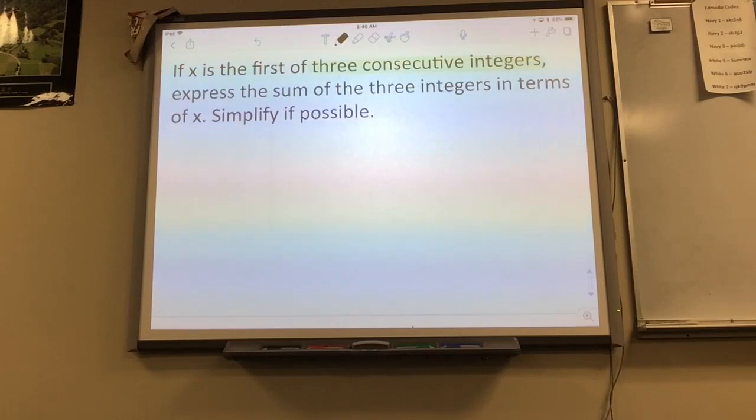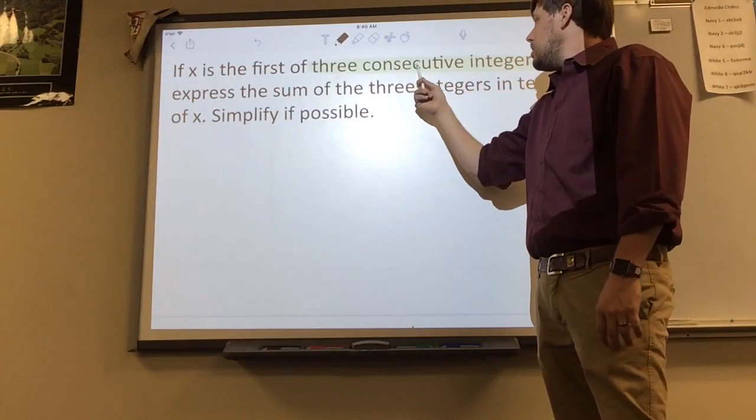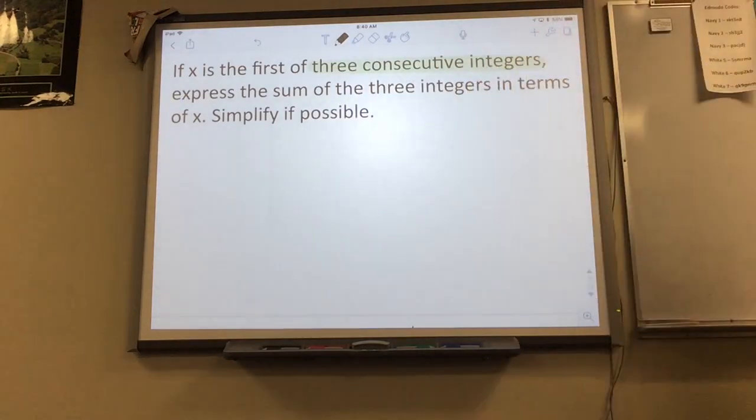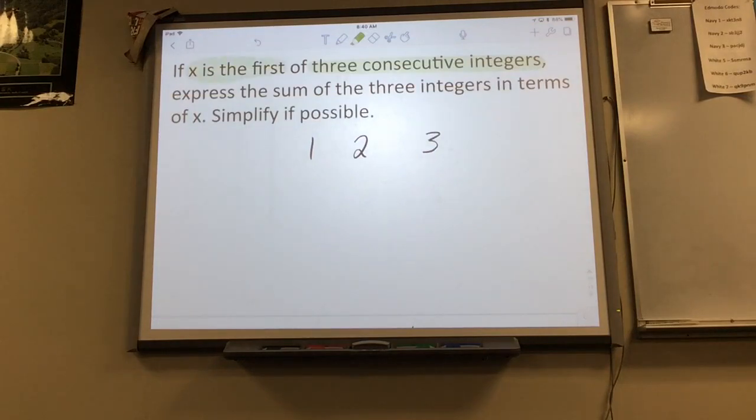We're going to make up our own numbers, and we're going to choose the easiest ones. What are the easiest 3 in a row numbers? 1, 2, 3. So write those down. 1, 2, and 3. Okay, it says the first of those is x.